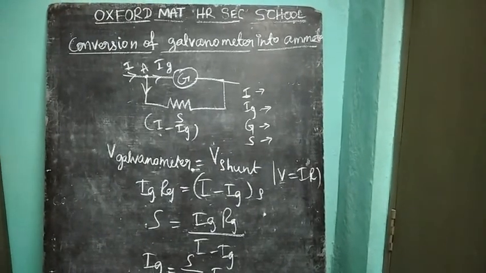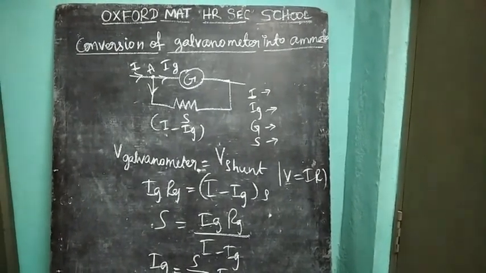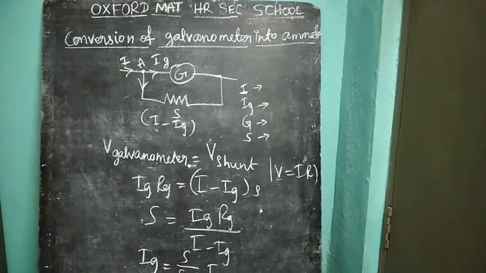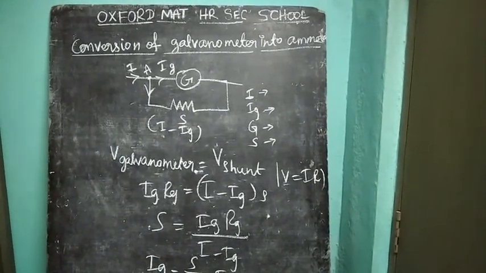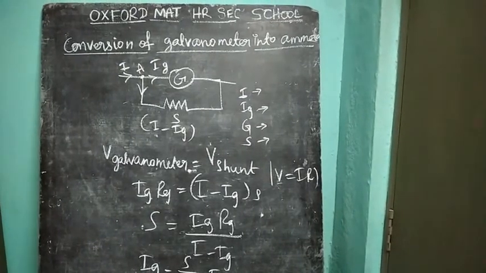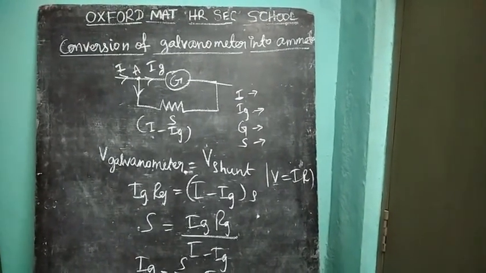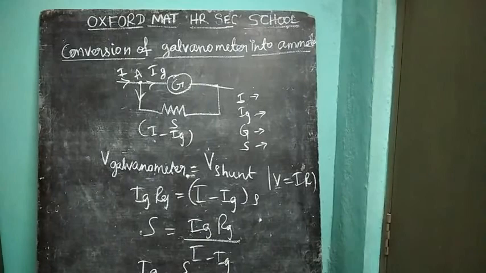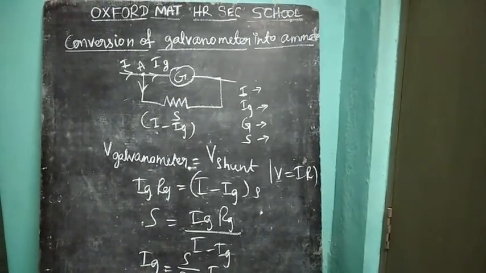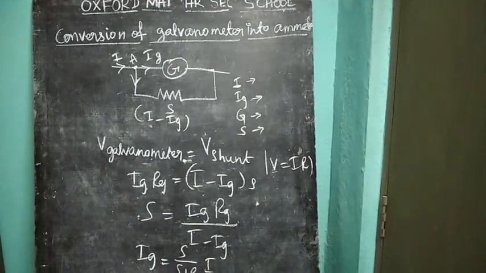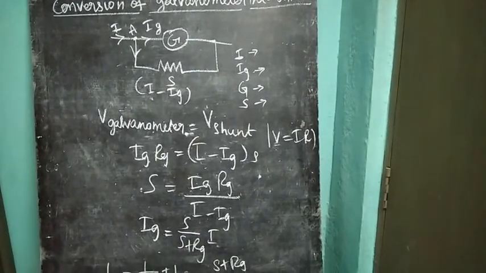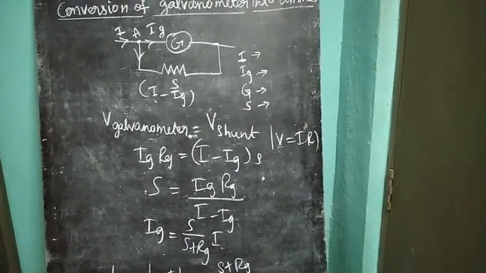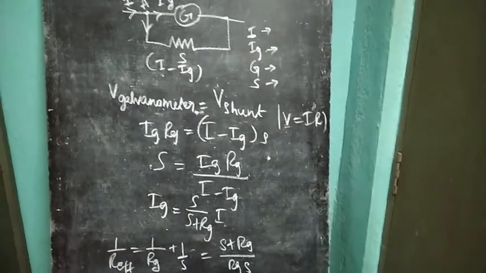The potential difference across the galvanometer is V equals IR: Ig, the current flowing through the galvanometer, times Rg, the resistance of the galvanometer. This is equal to the potential difference across the shunt resistance: I minus Ig, the current flowing through the shunt, times S. So from this equation, S equals Ig Rg by I minus Ig. So Ig equals S by S plus Rg, into I.